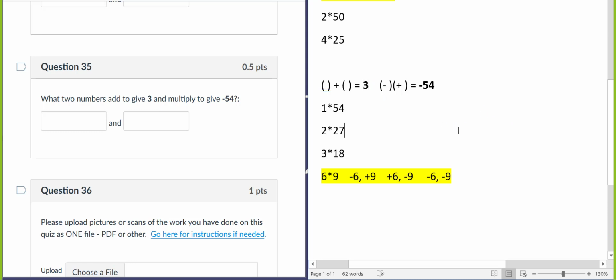And negative 6 and negative 9 doesn't work, because when I multiply them, I get positive 54. In fact, when I add them, I get negative 15. So that's why it must be this pair here, the negative 6 and the positive 9. They add to give positive 3. They multiply to give negative 54, right? Negative 6, positive 9. They add to give positive 3. Negative 6, positive 9. Multiply to give negative 54.